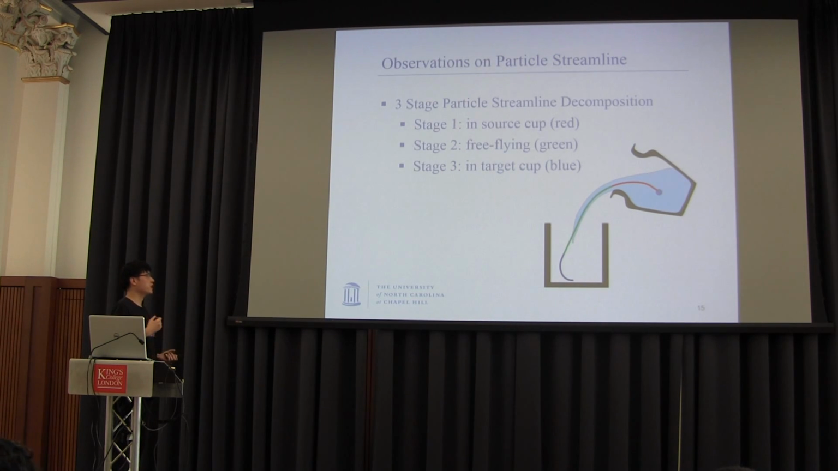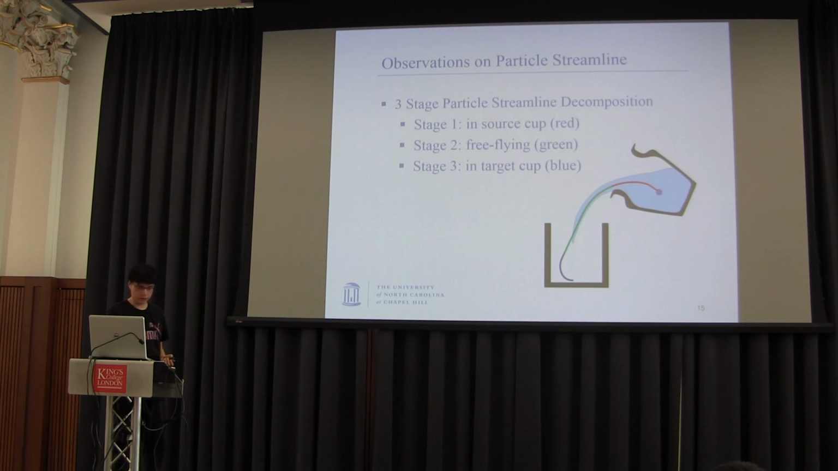If you take a look at the streamline of each particle in the course of pouring, you can see that we can decompose this into 3 stages. In the first stage, the particle stays in the source container, and its motion is largely influenced by your source container trajectory. And then it follows a free-flying curve, which is the green curve here, before it falls in the target container, which is the blue curve. So this is the green curve, the free-flying curve that we model.